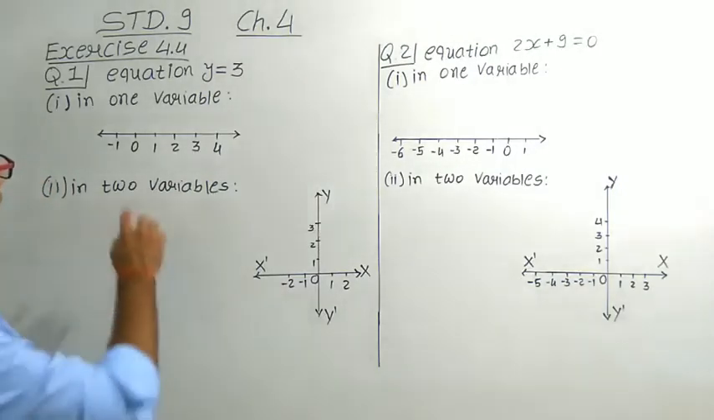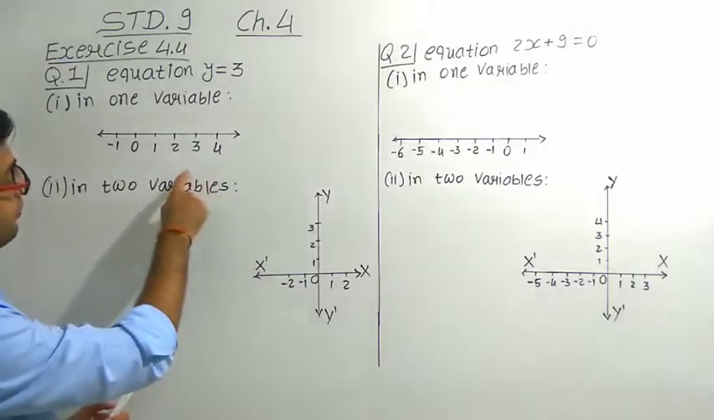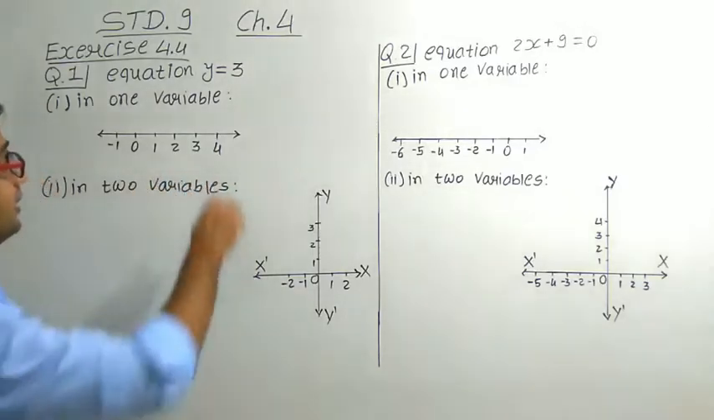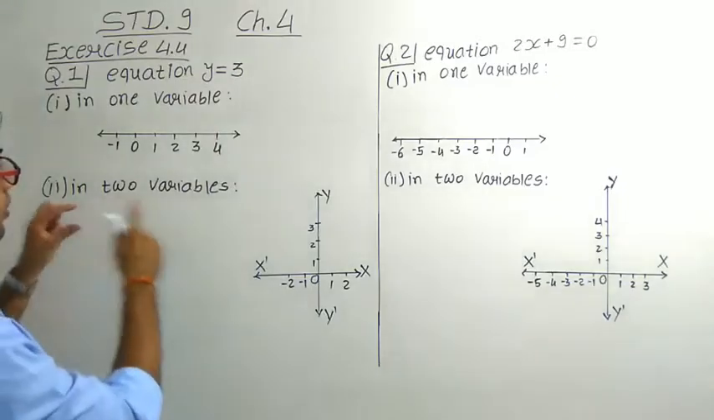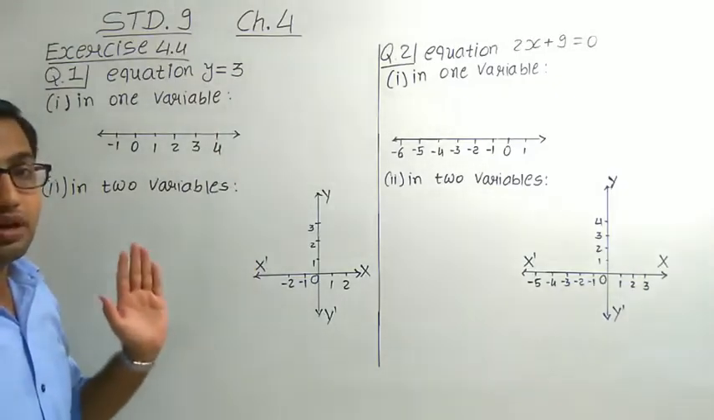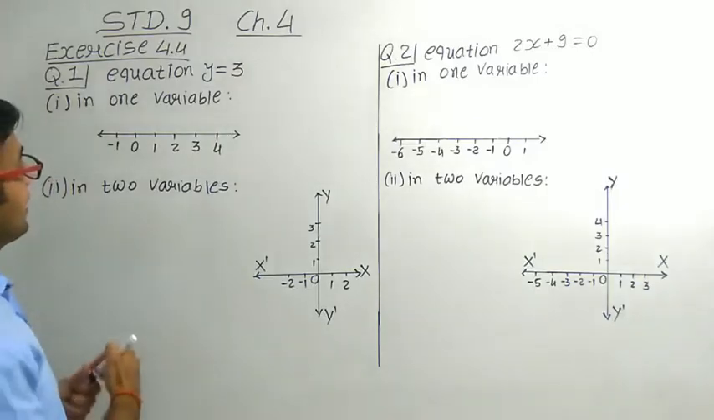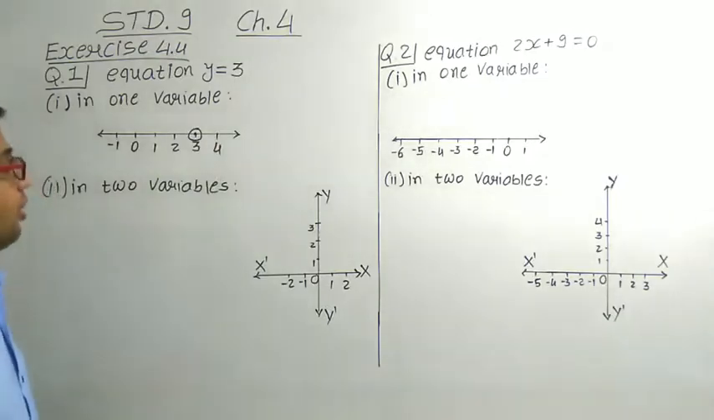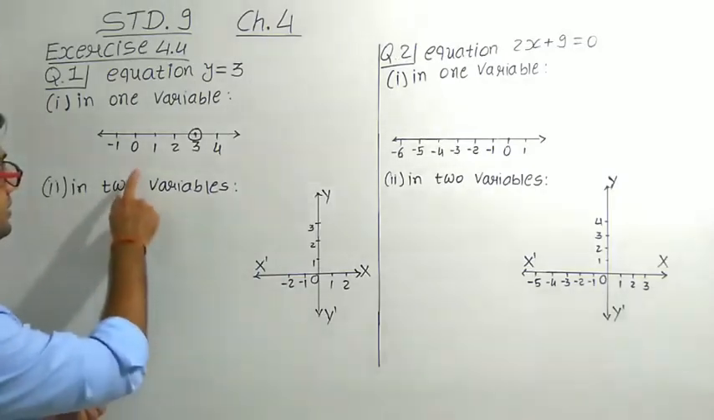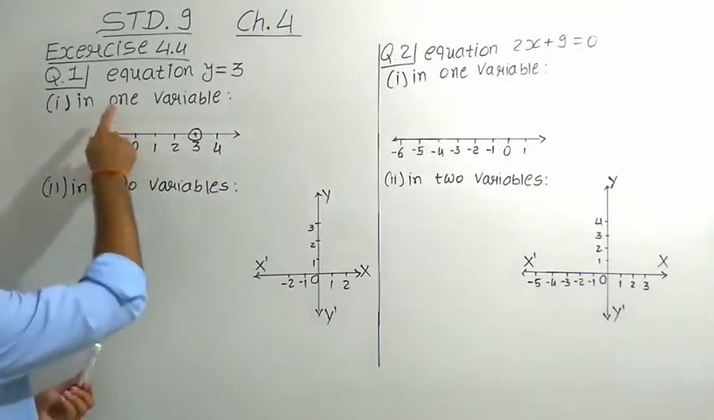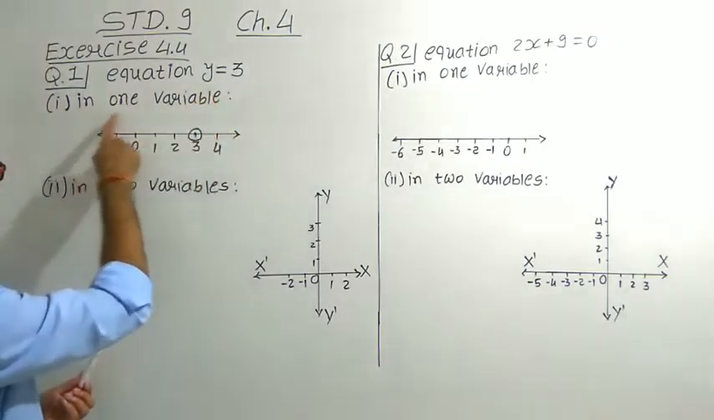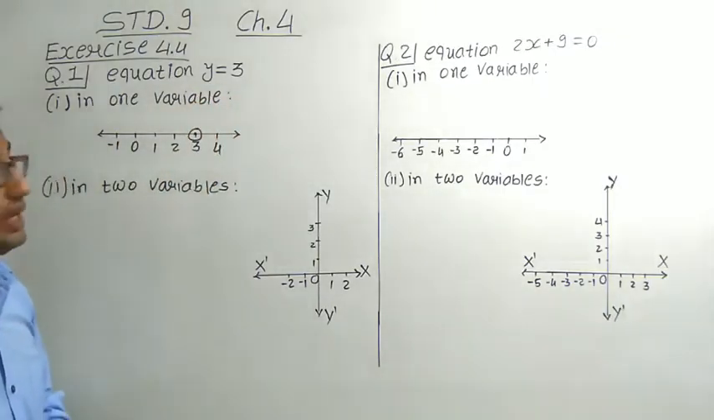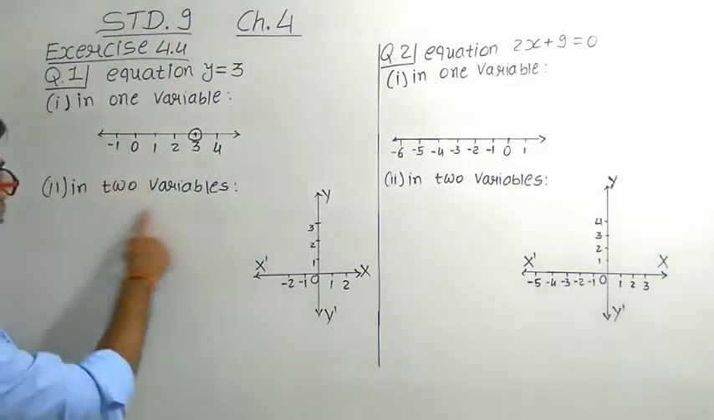So how can we represent 3 on the graph, that means the geometrical representation? See, only one variable is there, so we have to draw a simple number line, and the value of y is 3. That means on the number line, this point will be the solution of this linear equation in one variable, or we can say this is the geometrical representation of the linear equation y equals 3 in one variable. Now we have to find the geometrical representation of this linear equation in two variables.